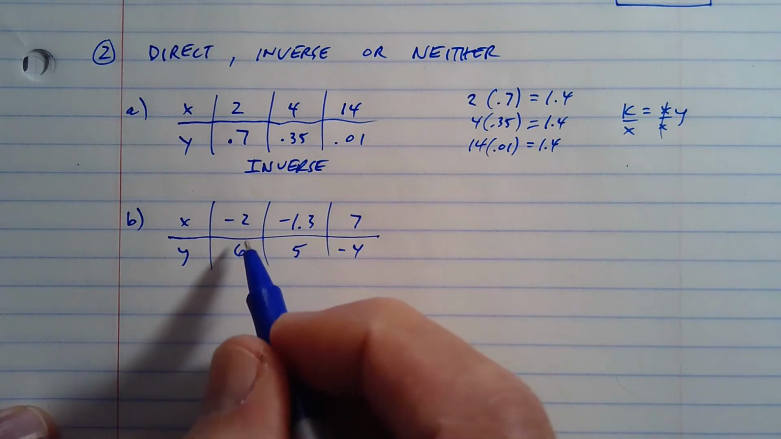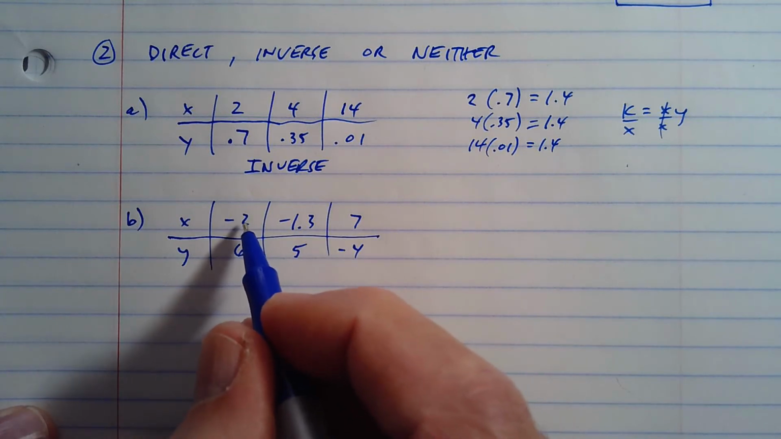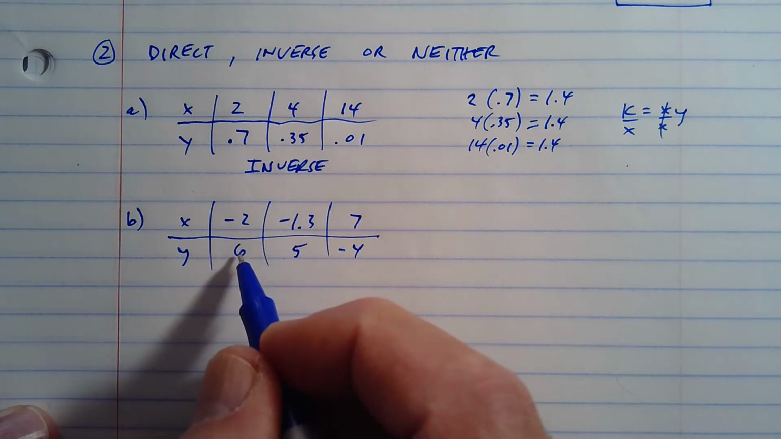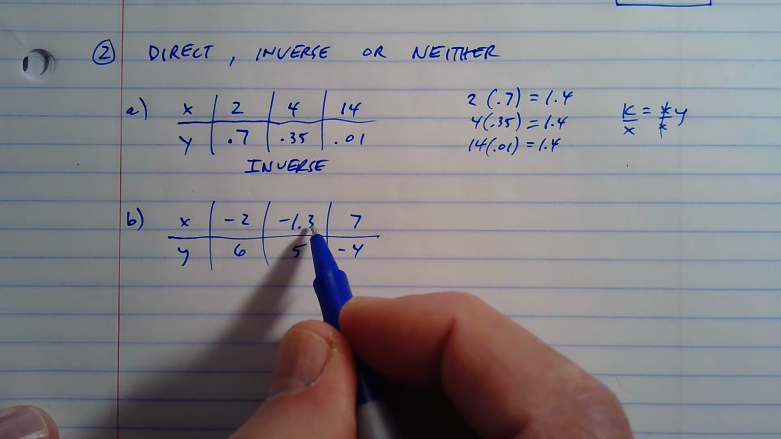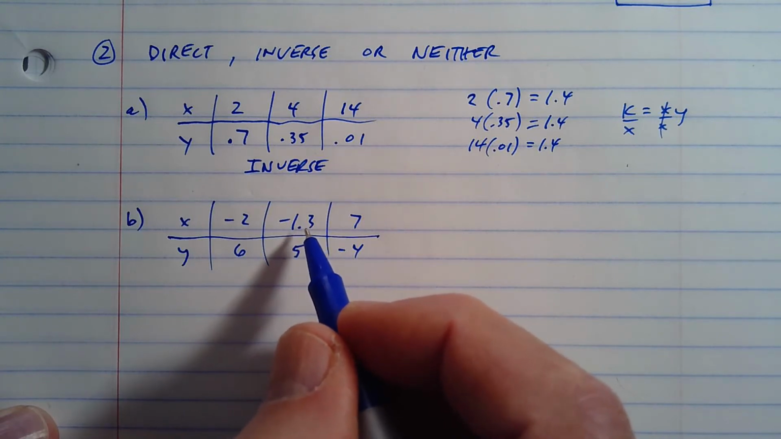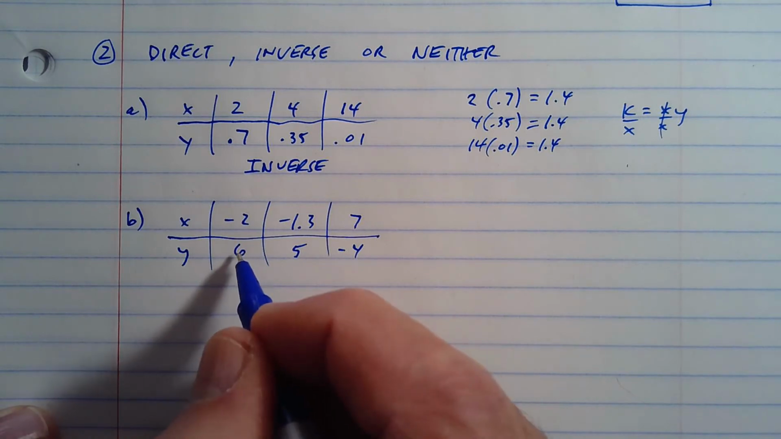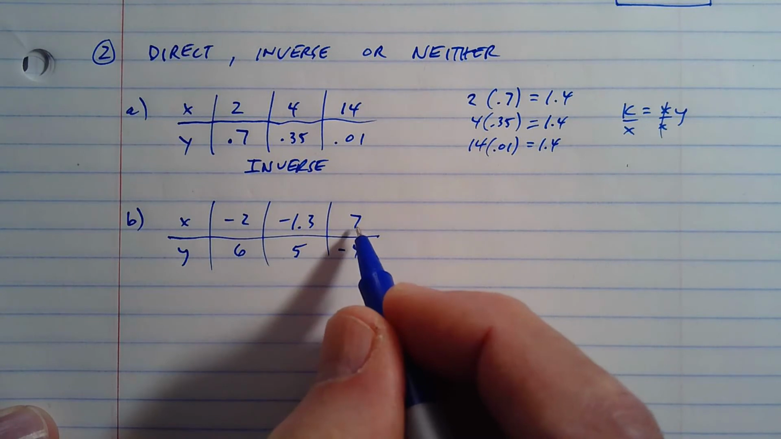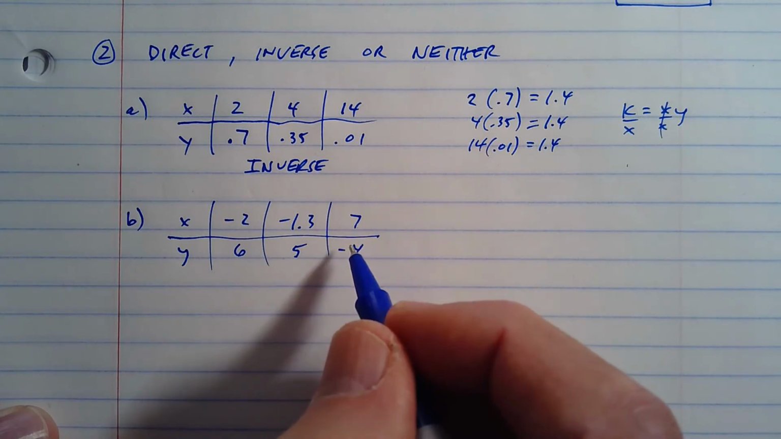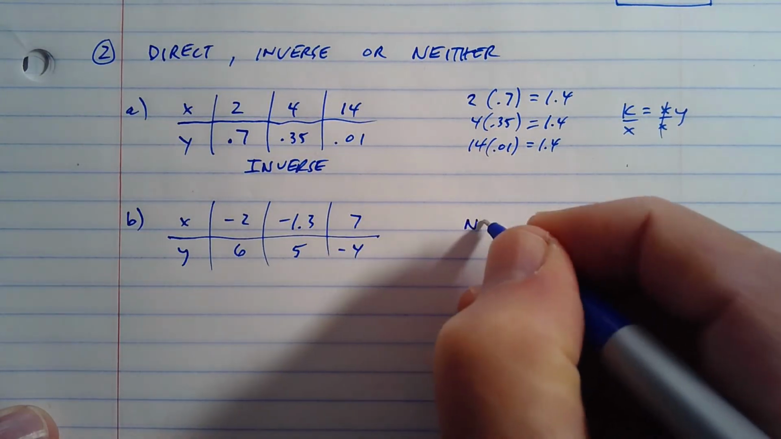And so I'm looking, all right, am I multiplying the same thing by x each time? So I need to multiply this first one by 3 to get a 6. If I do a 3 times this negative 1.3, that's not going to work. So I know it's not an inverse one. What about dividing? 6 divided by the negative 2, 5 divided by the negative 4 divided by the 7. That doesn't work either. So this is a neither.